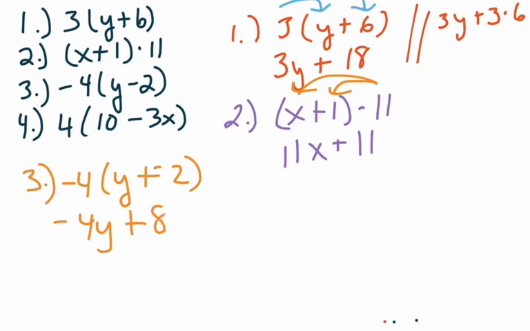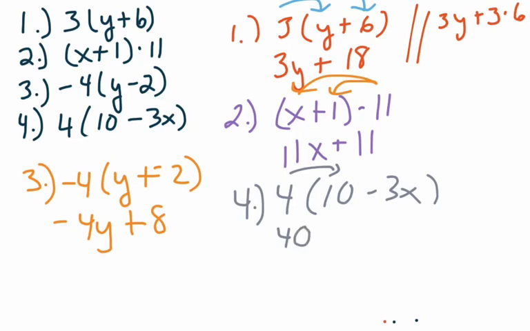And then the last one in this batch is number 4. So we have 4 times 10 minus 3x. And we go ahead and distribute that through. 4 times 10 is 40.